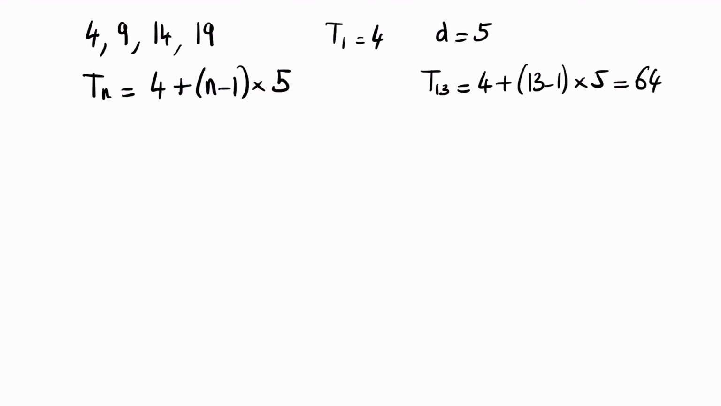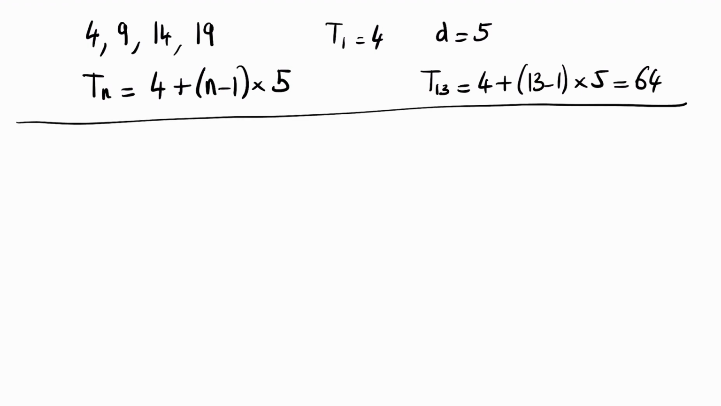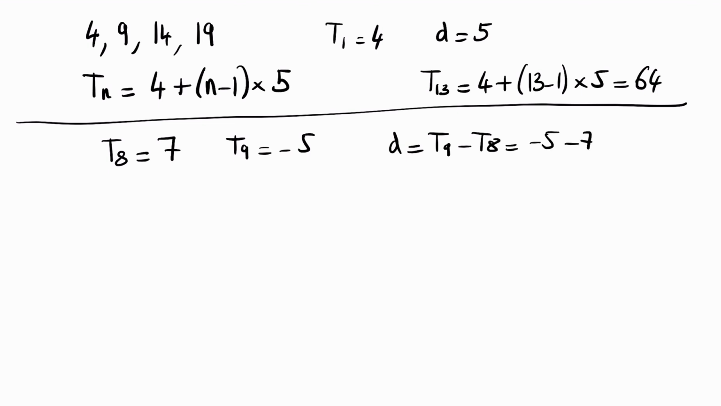Right. Okay. Now, note that the common difference can be negative. We could have something like, say for example, well, let's do this one. T8 is equal to 7, and T9 is equal to minus 5. So what is the common difference? Well, the common difference is T9 minus T8. So it's minus 5 minus 7, which is minus 12.